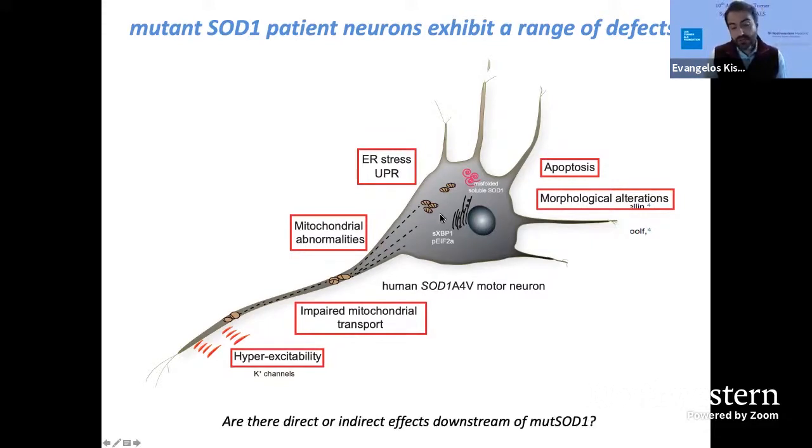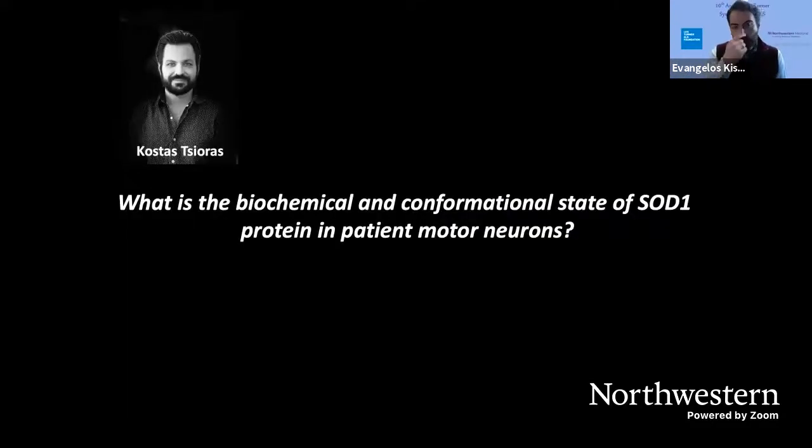An outstanding question is whether these are direct or indirect effects that occur downstream of accumulation of mutated, misfolded SOD1. So a few years ago, Kostas Choras, a postdoctoral fellow in my lab, decided to take on this challenge and try to shed some light on that black box between misfolded SOD1 protein and human neuronal dysfunction. The first question we wanted to ask was, what is the biochemical and conformational state of SOD1 protein in these patient motor neurons?